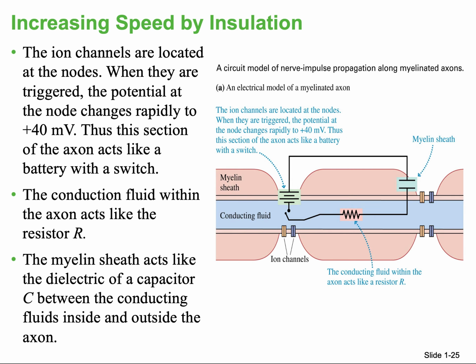Here are the nodes of Ranvier, which you can see between the gaps in the myelin sheath. And this is where the potential differences are generated. The fluid inside the axon acts like a resistor regulating current flow, and the myelin sheath acts like a dielectric of a capacitor, insulating the space between the plates of the capacitor, or in this case, the neuronal membrane.